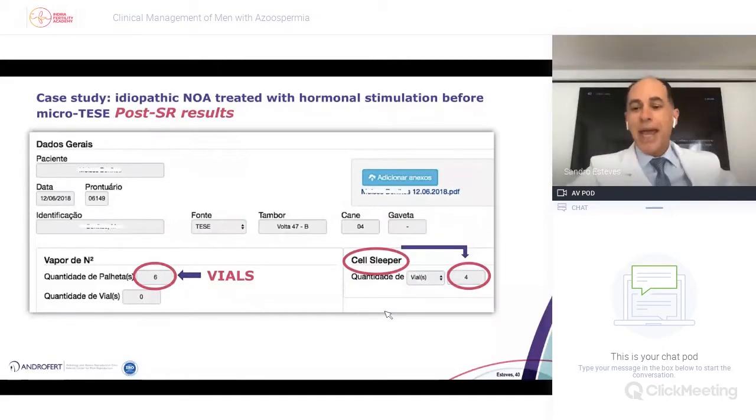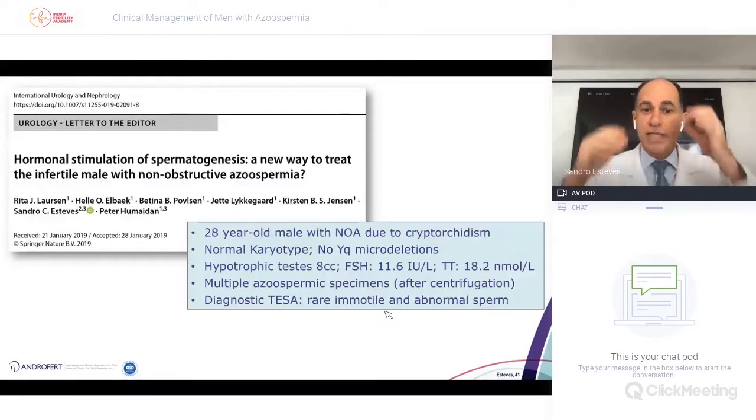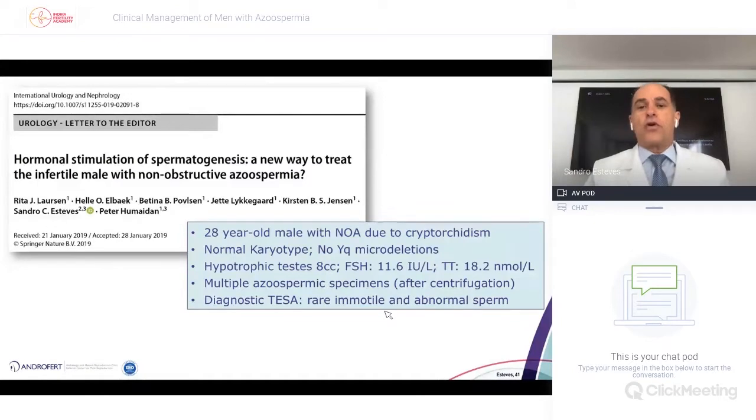For now, I'm just presenting a good case in which we were able to rescue a negative TESE result with hormonal modulation. This is another case we published recently, which we did together with a group from Denmark, with whom I collaborate. Again, using the same protocol, we provided hormonal modulation for a patient with non-obstructive azoospermia.